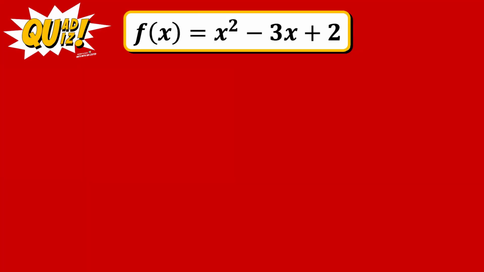For this function, f of x is equal to x squared minus 3x plus 2, its graph is also known as a parabola or a parabolic graph. The graph looks like a portion that is either increasing, then at one point it changes its direction to decreasing, or the other way around. That point where the graph changes its direction is called the vertex.